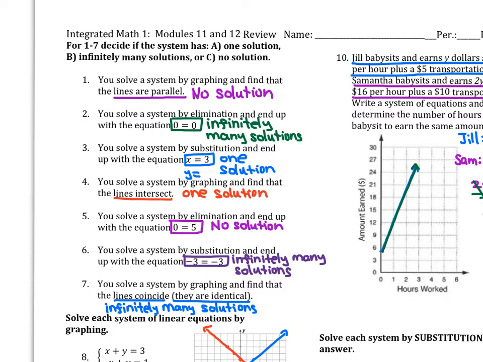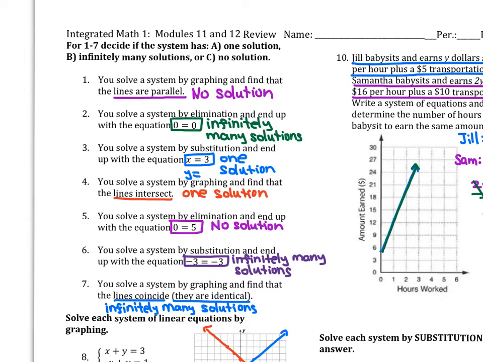Number 4, these lines intersect. That means they're going to cross at 1 point. So 1 solution. Number 5, this answer, after they've done their work, is false. So that means they will never cross and there will be no solution. On number 6, -3 is always equal to -3, and that's true. Anytime I get true, it's infinitely many solutions.